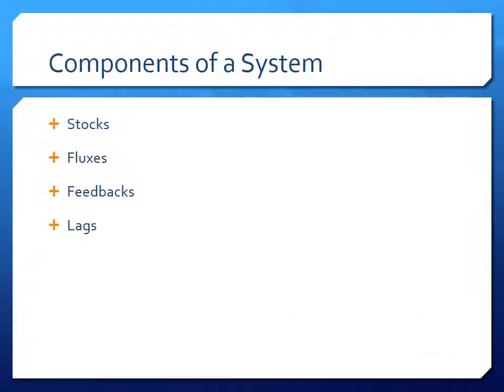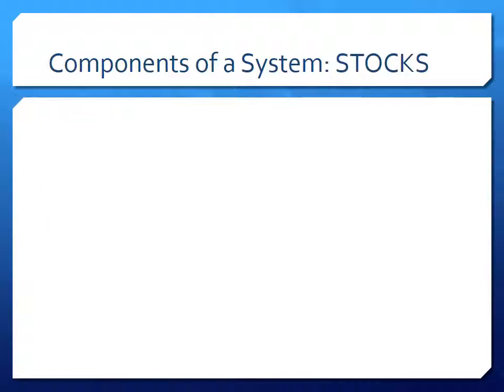Now let's formalize a little bit more this definition of a system by looking at the components. Systems really have four major types of components. We're going to call them stocks, fluxes, feedbacks, and lags. And I'll tell you a little bit more about this in detail right now.